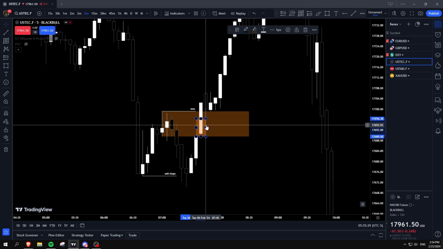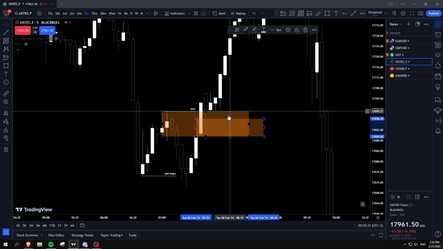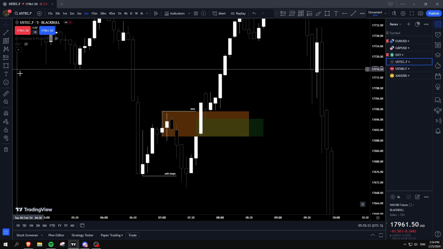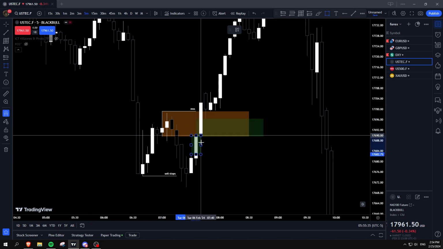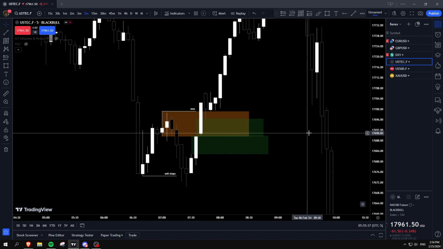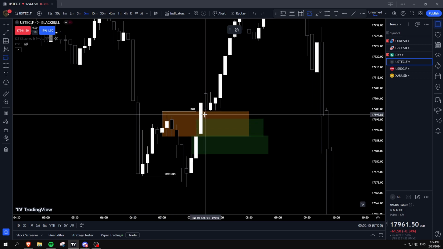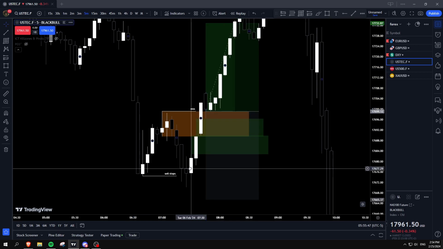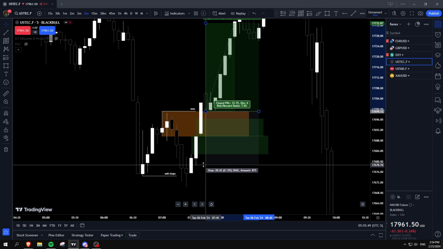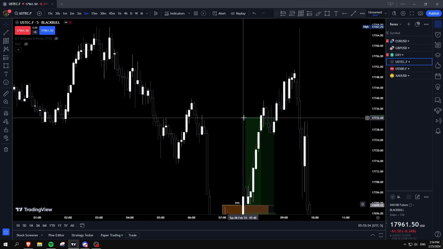Yes, we do have fair value gaps here. 1, 2, but this 2 is most likely going to be a breakaway gap, because we have a breaker block here. Price taps into the breaker block after this candle closure, so we should enter here, put our stop on the low or below the fair value gap candle, and target the opposing liquidity.